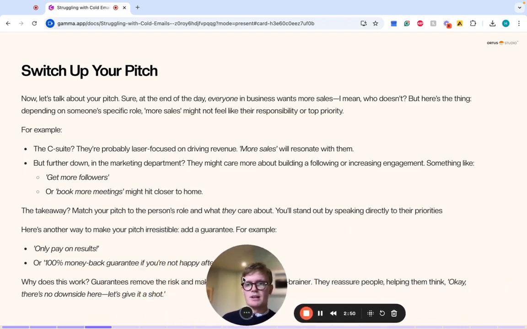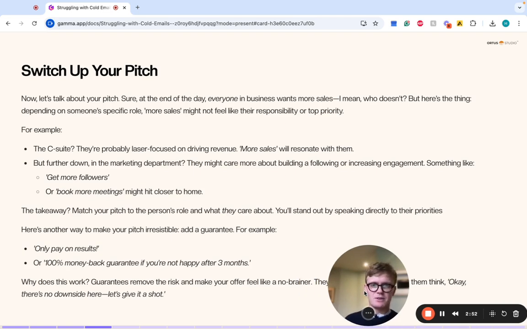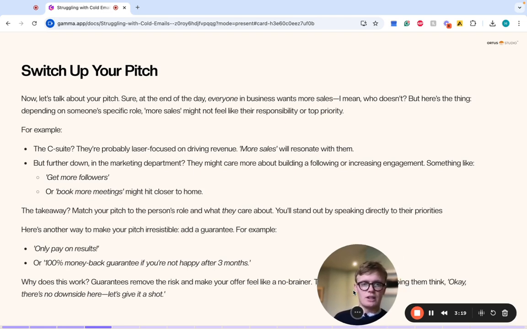For example, the C-suite are going to be laser focused on driving revenue, and more sales is going to resonate with them. But further down the line in the marketing department, they're going to care more about building a following or increasing engagement. So something like getting more followers or booking more meetings is going to hit home more for them. So if you're going to take anything away from here, you want to match your pitch to the person's role and what they care about. You're going to stand out by speaking directly to their priorities.